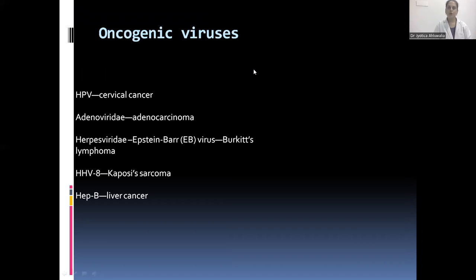The various oncogenic viruses are human papillomavirus, which causes cervical cancer. The adenoviridae cause adenocarcinoma. Among the herpesviridae, the Epstein-Barr virus is associated with Burkitt's lymphoma. Human herpes virus 8 causes Kaposi sarcoma, while hepatitis B causes liver cancer.